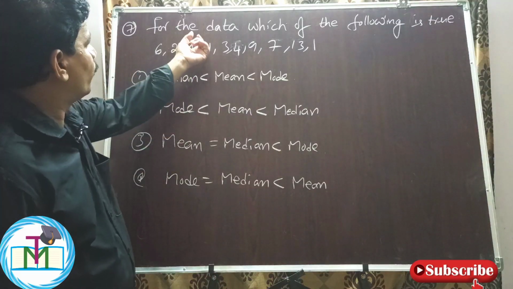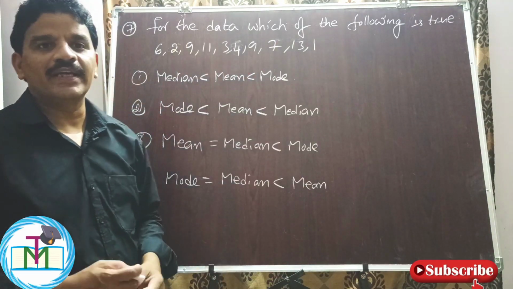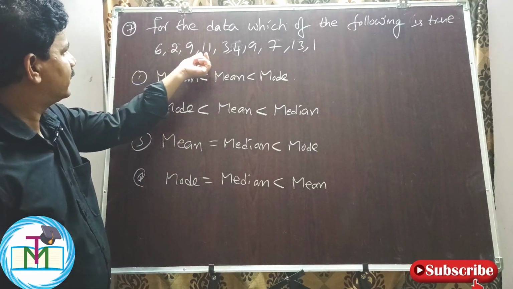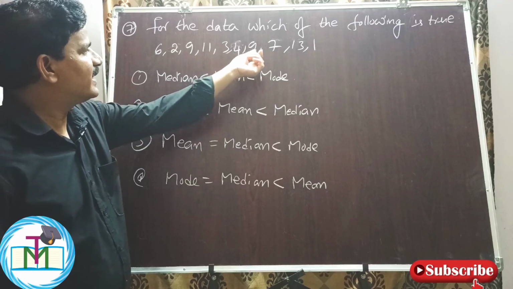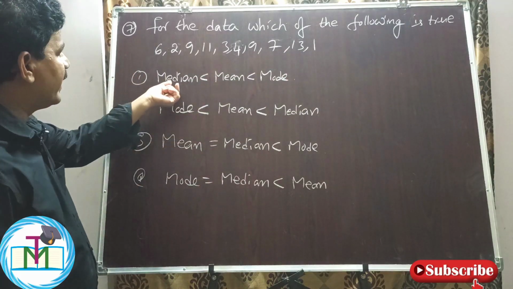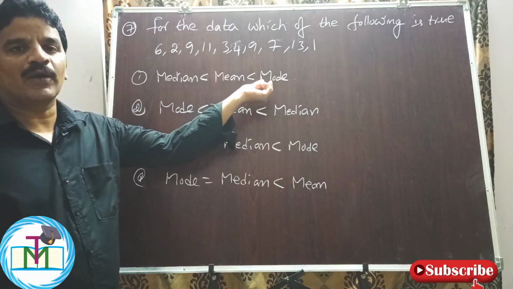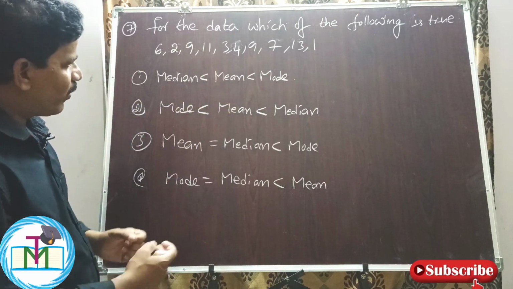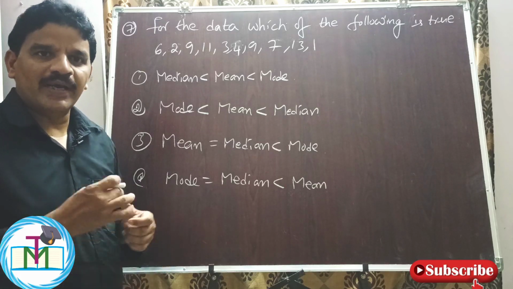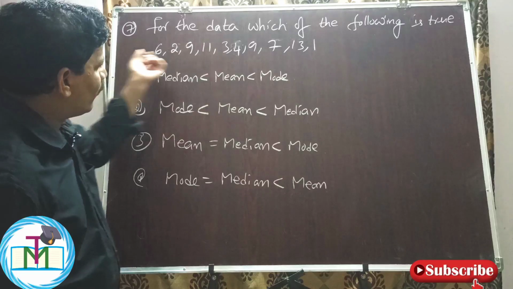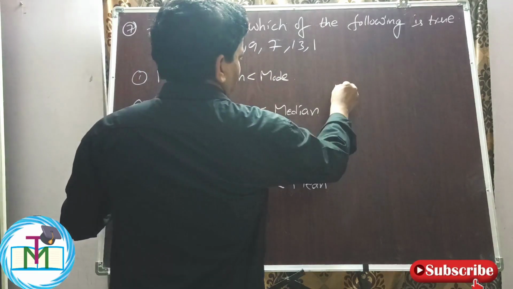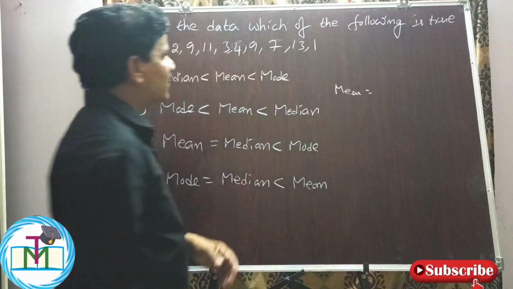Number 7, for the data, which of the following is true? The given data is 6, 2, 9, 13, 3, 4, 9, 7, 13 and 1. Here we have 4 options. Option 1, median is less than mean is less than mode, and so on. We have to calculate all the measures of central tendency: mean, median and mode. For mean we have to add all the values and divide by the total number of values.